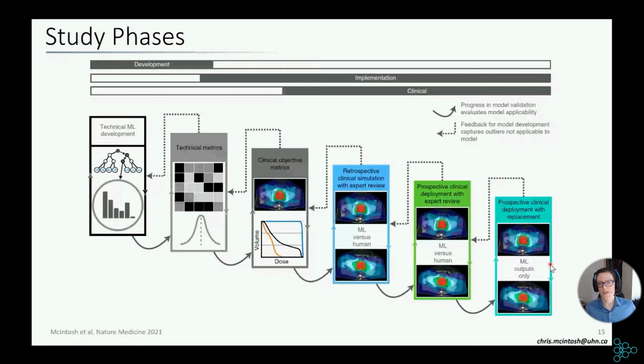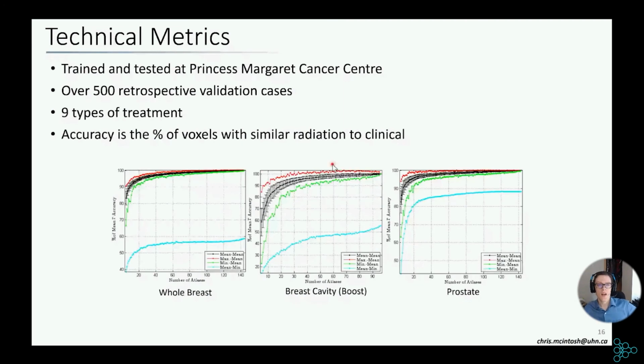So we designed a number of study phases to go through over the years. And we'll see why each of these turns out to be important as we progress through. So we started off with technical metrics. The models were trained and tested at Princess Margaret Cancer Center. We had over 500 retrospective validation cases. We went across 9 different treatment sites, so breast cancer, lung cancer, etc. And we looked at the accuracy in terms of the percentage of voxels that had similar radiation to their clinical counterparts. And overall, we learned that it worked quite well and that it took about 40 to 60 patients on average to train a model, which is actually a reasonably small number of patients in comparison to some other approaches.